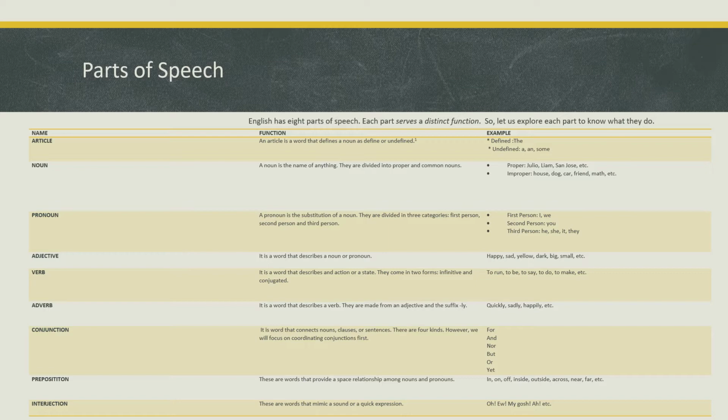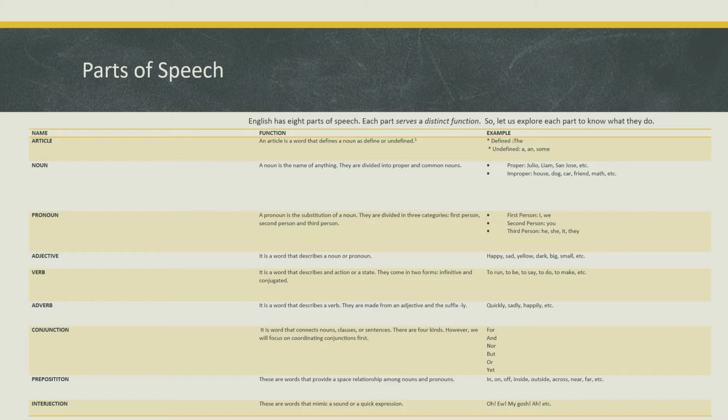The second part is the noun, and the noun is basically the name of anything, right? So a person's name, a place's name, anything with a name becomes a noun. And then we have two types of nouns. We have proper nouns, which are people and places, specific places rather. And then we have improper nouns, which is again the name of anything.